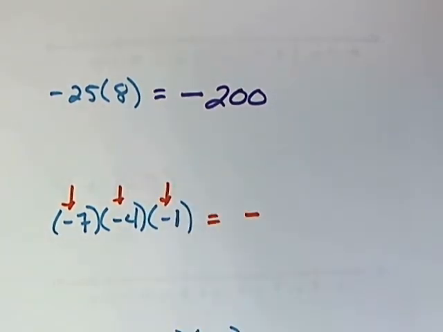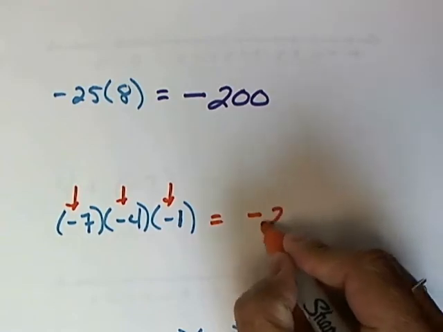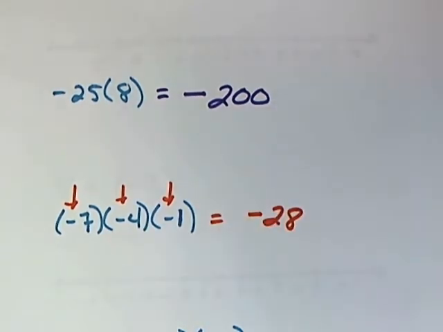Now when I do my multiplication, I can actually ignore the negatives and just multiply 7 times 4, which is 28, and take that 28 times 1, which is still going to be 28. So my result is a negative 28.